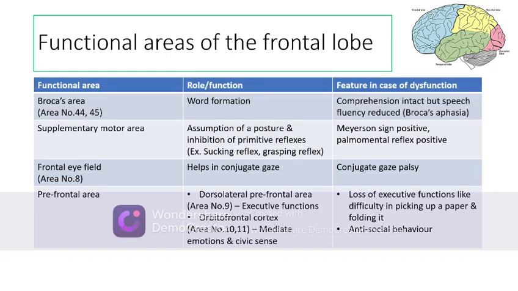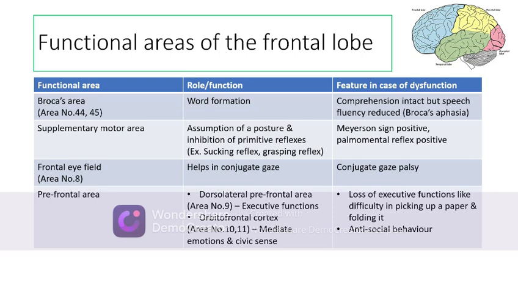Now the other functional areas include Broca's area, which is the motor speech area, Brodmann's areas 44 and 45. It is located in the inferior frontal gyrus and is responsible for word formation. If Broca's area becomes dysfunctional, then the comprehension of the patient is intact, but the fluency or the outflow of the speech becomes reduced, which is also called telegraphic speech, and this is Broca's aphasia.